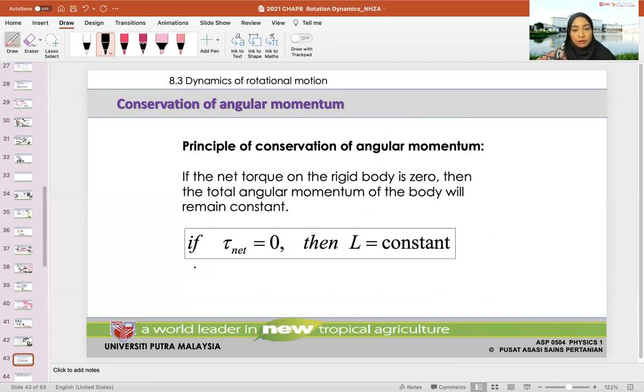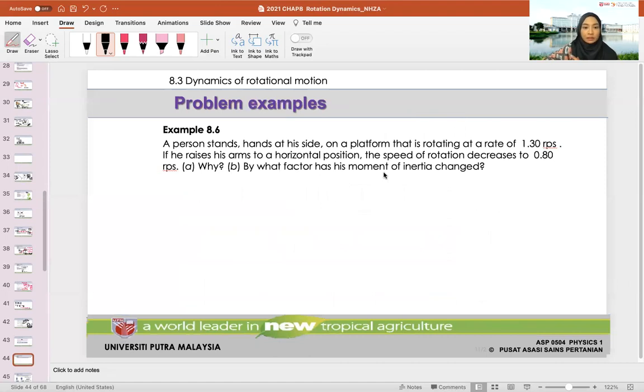So, the principle of conservation of angular momentum: if the net torque on the rigid body is 0, then the total angular momentum of the object will remain constant. L is going to be constant. Okay, so we have an example here.